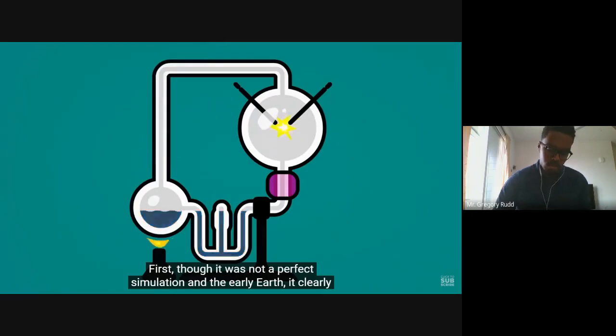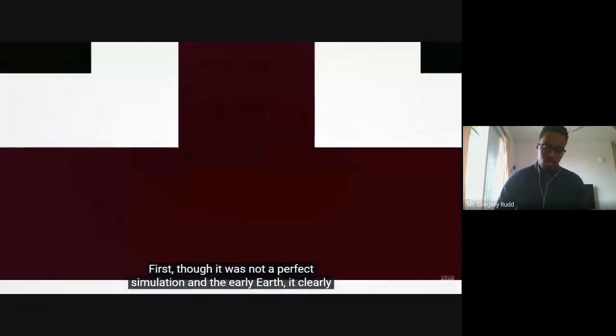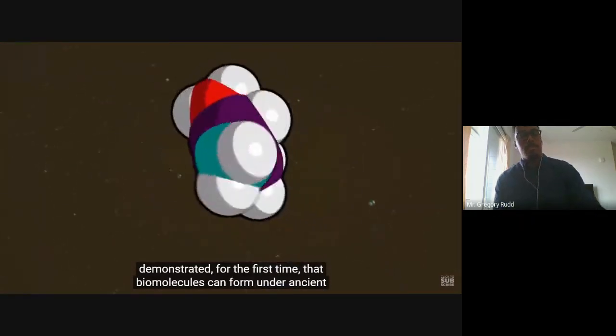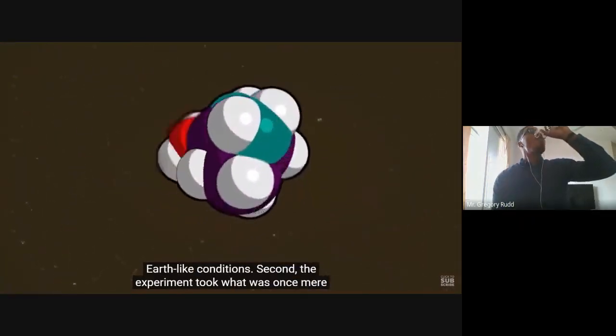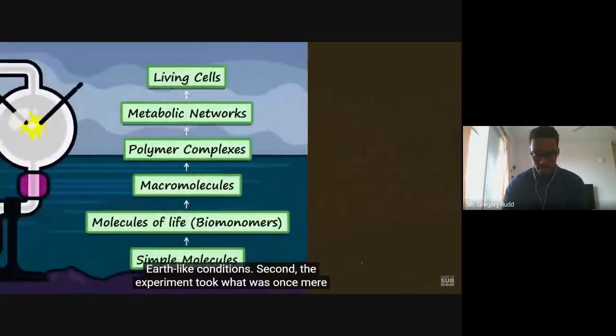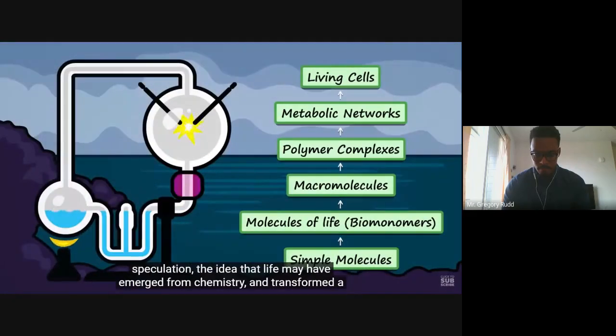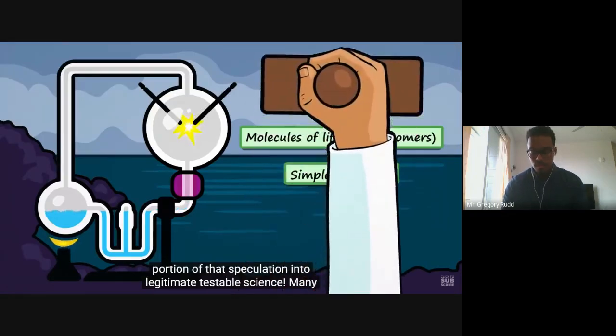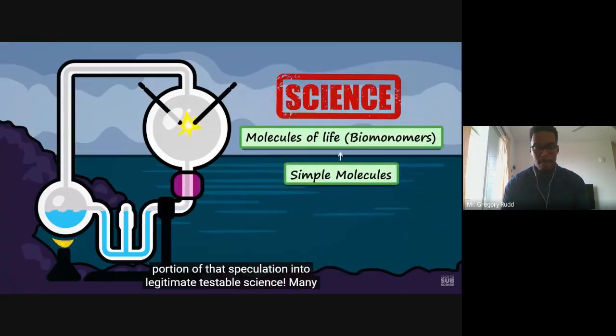First, though it was not a perfect simulation of the early Earth, it clearly demonstrated for the first time that biomolecules can form under ancient Earth-like conditions. Second, the experiment took what was once mere speculation, the idea that life may have emerged from chemistry, and transformed a portion of that speculation into legitimate, testable science.